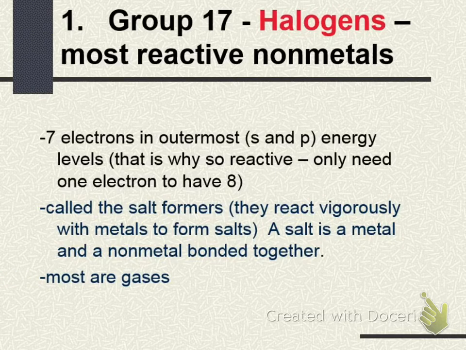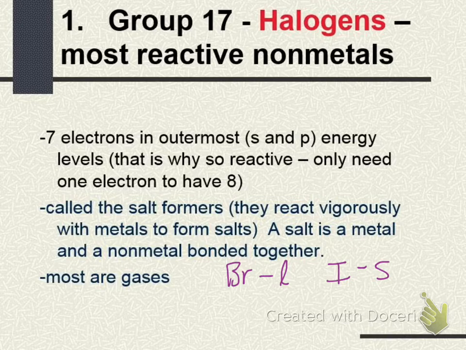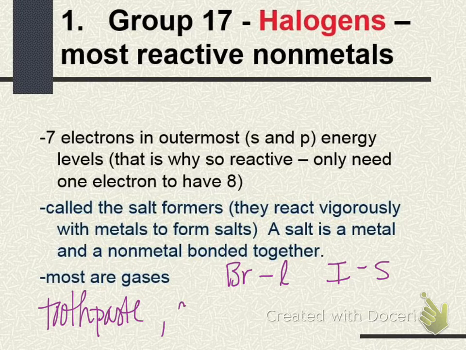Most are gases. The one, bromine, is a liquid, and iodine is a solid. Okay, the rest are gases. We use them in things like toothpaste, because we have fluorine in toothpaste, and cleaning supplies, anything you want to sterilize, like bleach, which is made of chlorine. Of course, your swimming pools, that sort of thing. Those are what they're used in a lot.